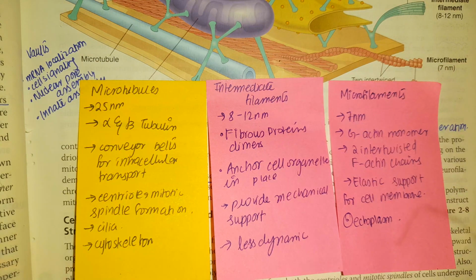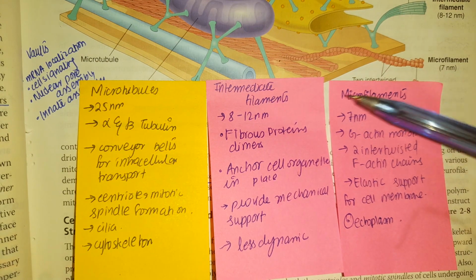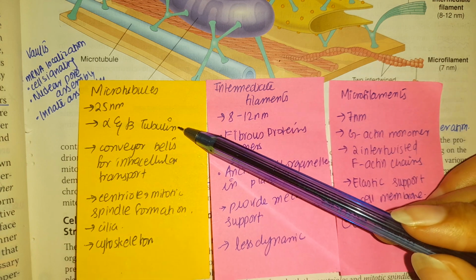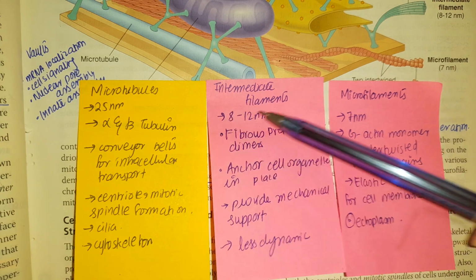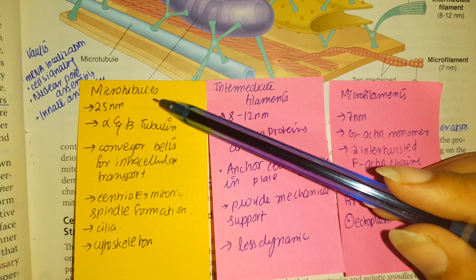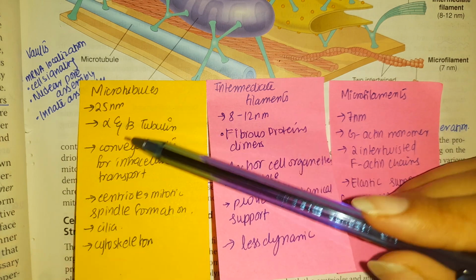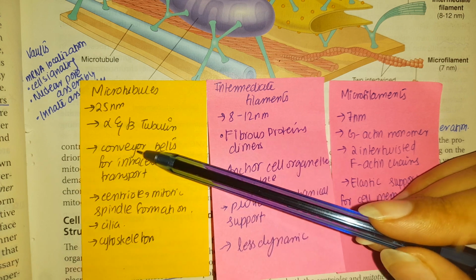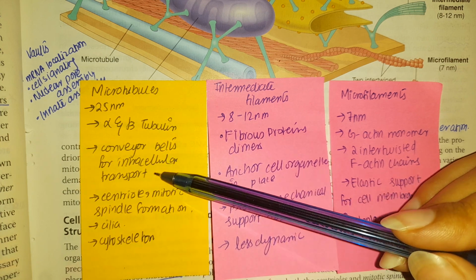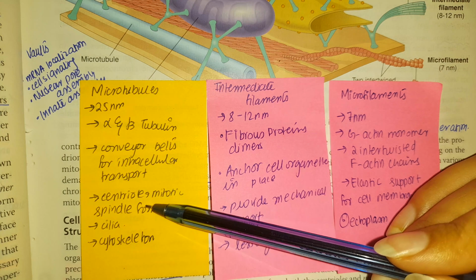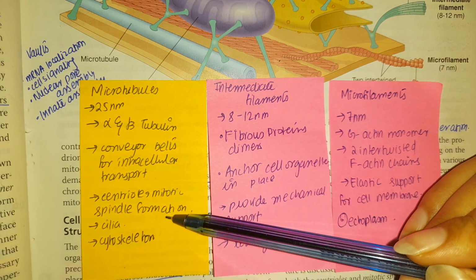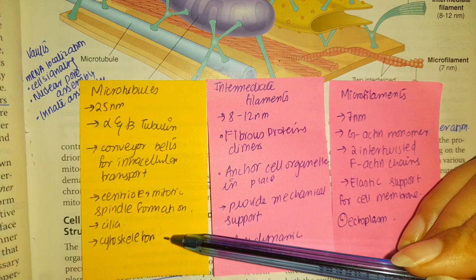So now we have another non-membrane bounded organelle, which is the cytoskeleton. It further has three parts, which are the microtubules, the intermediate filaments, and the microfilaments. The microtubules are 25 nanometers in diameter, and they contain alpha and beta tubulin. They actually act as conveyor belts for transportation. They are involved in the centriole, mitotic spindle, and formation of cilia and the cytoskeleton.